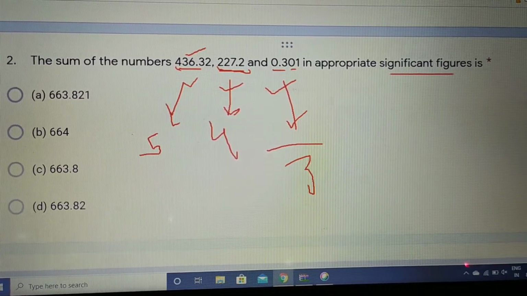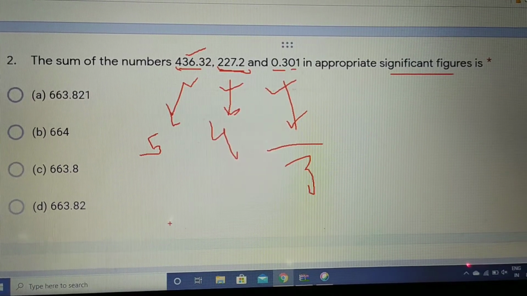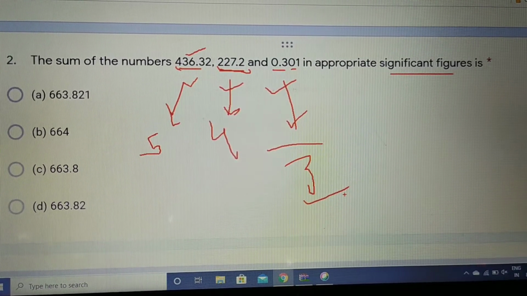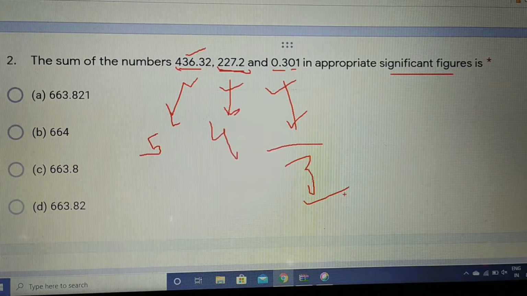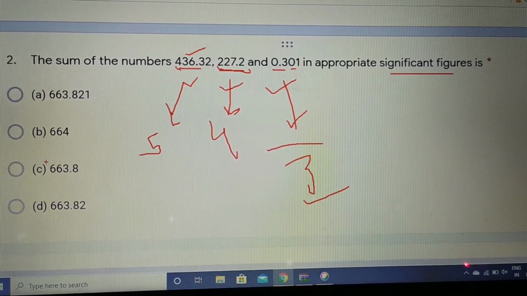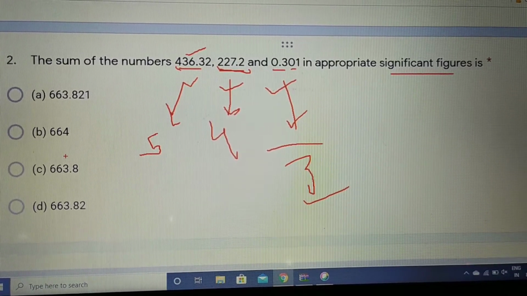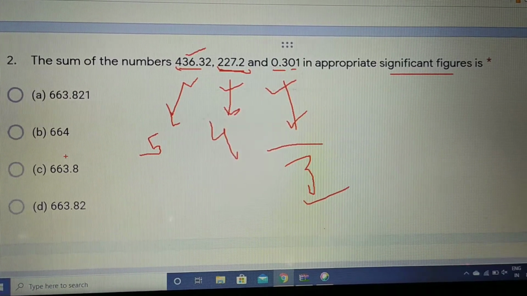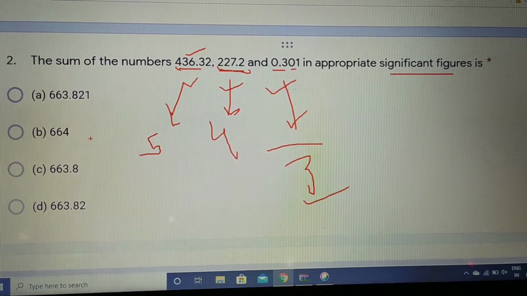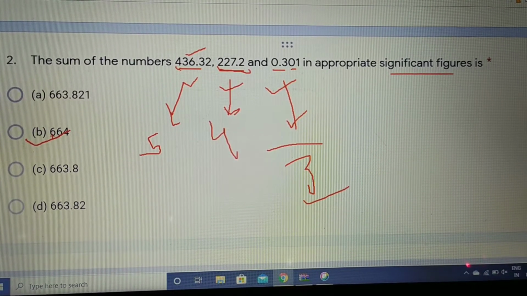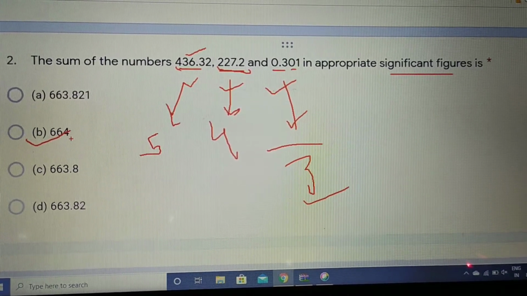Which number has the minimum number of significant figures? The third number, which is 3. So now we can say the result will have 3 significant figures. You see in the options given to us, without calculation also you can see which option will have 3 significant digits, that will be the answer. Okay, you see the second question, second part. See, 3 significant figures are there, 6, 6 and 4. So the correct answer is B.